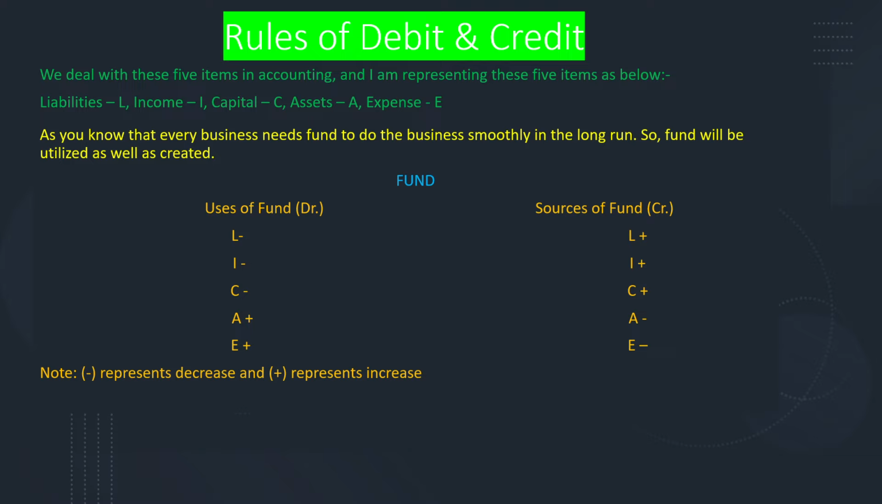Think of these 5 terms as the financial DNA of any business. Now, we need to understand how these items are affected when we make a transaction. Guys, I will tell you one word, that is transaction. Now let me explain a little bit about transaction.